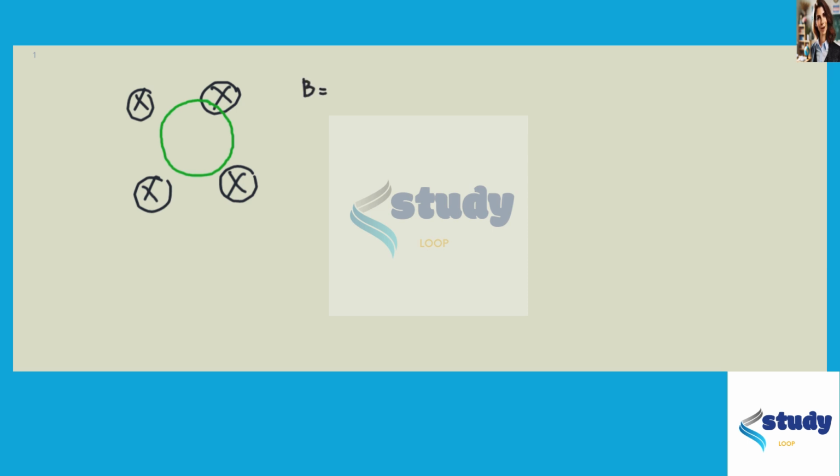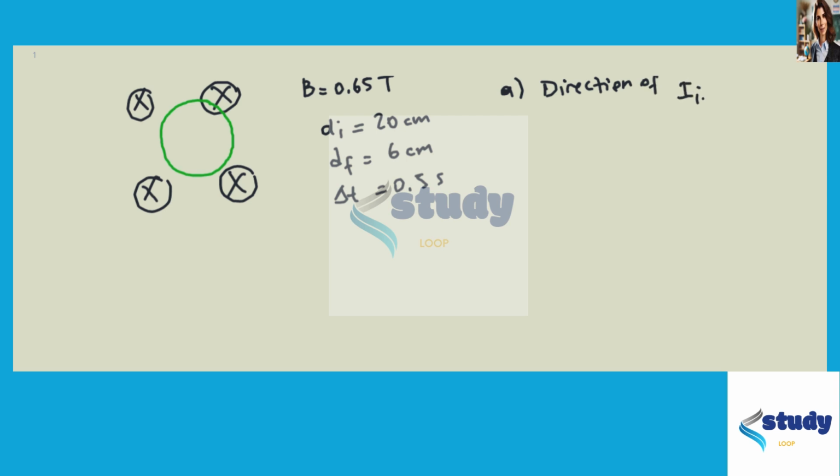Let me write down the magnitude of the magnetic field, 0.65 teslas. And the diameter of this loop of wire is changing from 20 centimeters, decreasing to 6 centimeters within a time interval of 0.5 seconds. So in part A, we're asked to show the direction of the induced current.